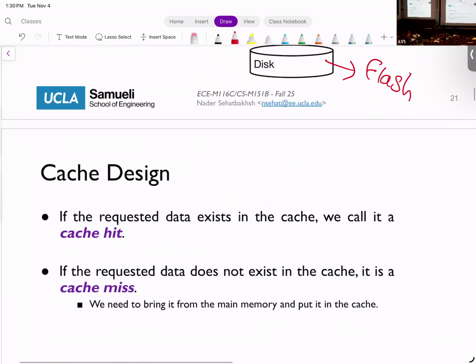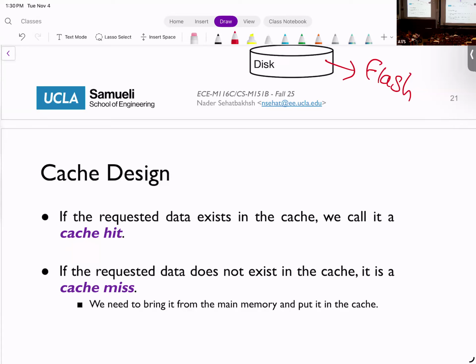In a cache, there are two possibilities, right? Since the cache doesn't have all of your data, because all of your data is stored in flash. Everything that you need in your computer that you ever use is going to be in your flash. It's not going to be in your main memory. It's not going to be in your cache. So in your main memory and your cache, there is a potential of not having that data that you want.